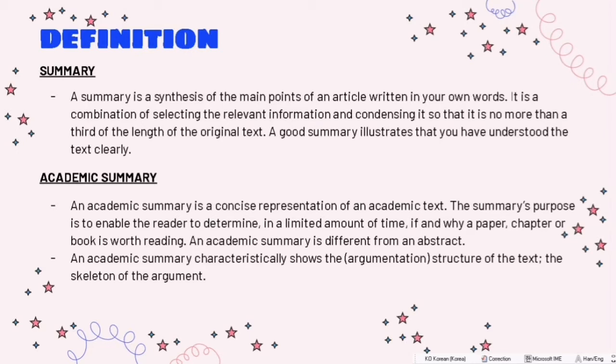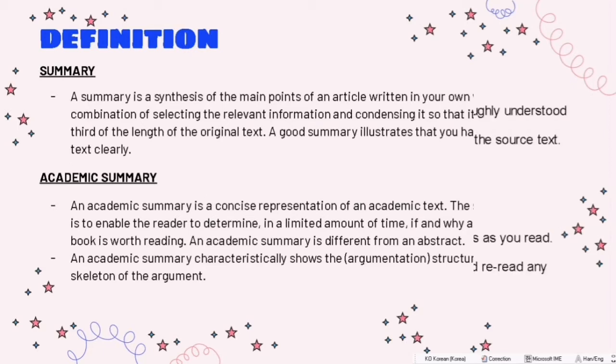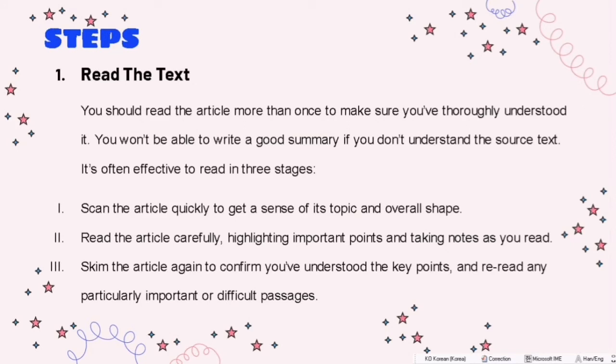Academic summary, on the other hand, is a concise representation of an academic text. The summary's purpose is to enable the reader to determine in a limited amount of time if and why a paper, chapter, or book is worth reading. An academic summary is different from an abstract. Academic summary characteristically shows the argumentation structure of the text, which is the skeleton of the argument. So how do you write a summary?